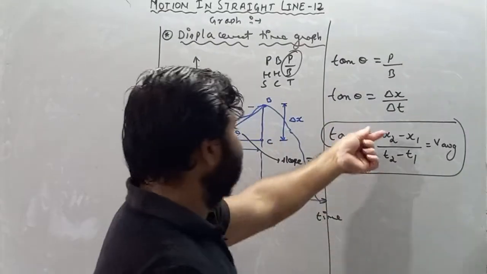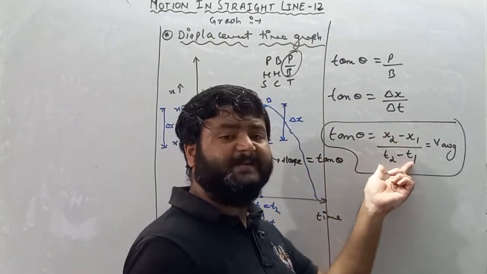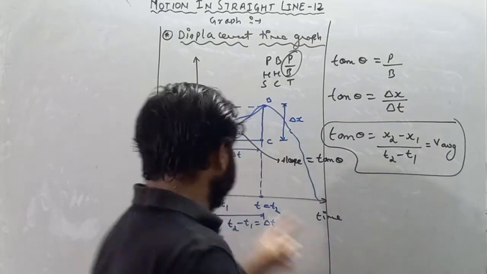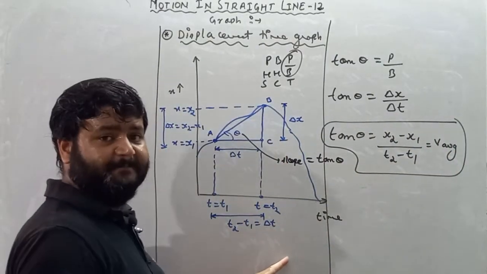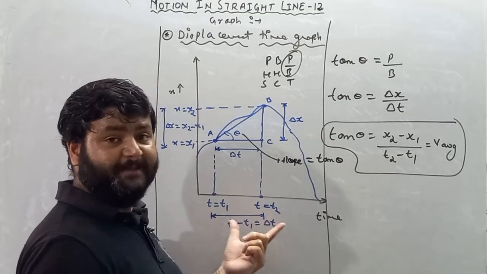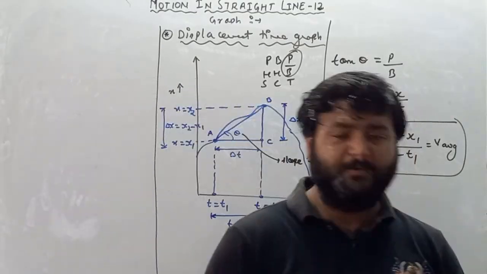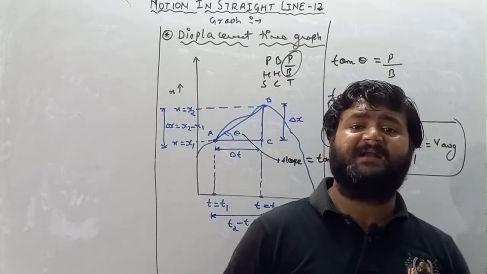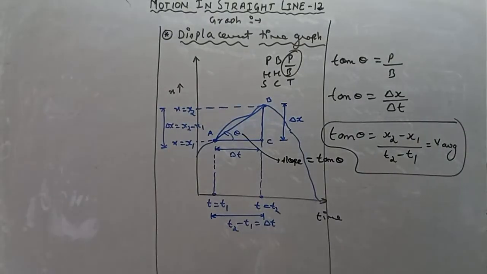Change in position with respect to time gives you average velocity. So if a displacement time graph is given and we have two different times, remember this thing, write down in your notebook.